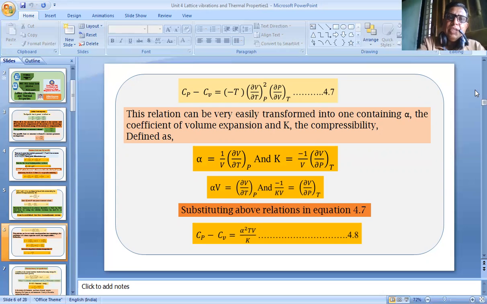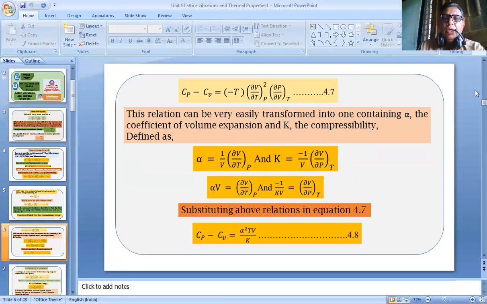So this relation can be very easily transformed into one containing alpha. The coefficients of volume expansion alpha and the compressibility k are defined as: alpha is equal to 1/V (delta V upon delta T) at constant P.